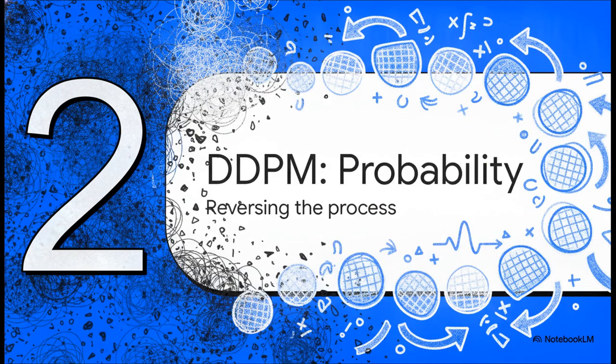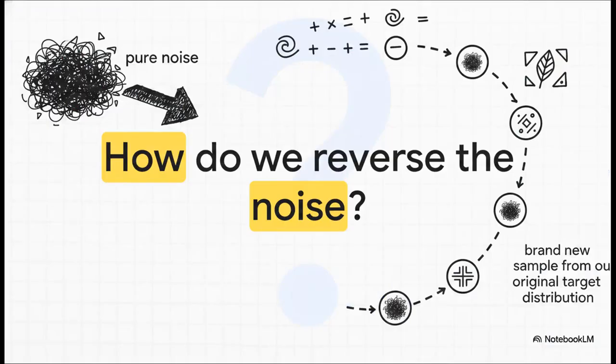Moving on to part two, DDPM and reversing with probability. So, we've successfully created a giant mess of noise. The obvious question now is, how do we possibly reverse that chaos to actually get an image back? Think about it. If we can figure out how to take a sample of pure noise and step by step remove the static to perfectly walk backward along that exact same path, we'd end up with a brand new sample from our original target distribution. But learning the exact reverse conditional distribution for every single individual step, that sounds like an absolute mathematical nightmare.